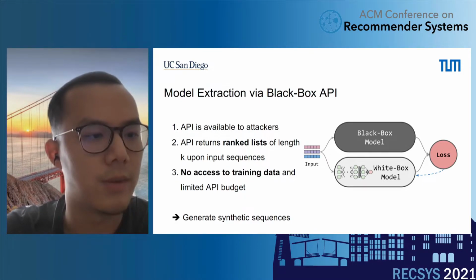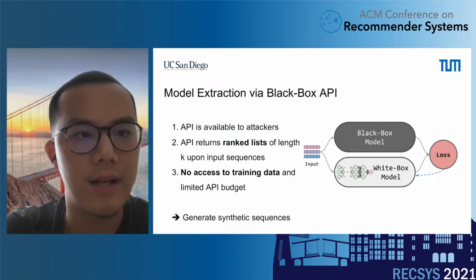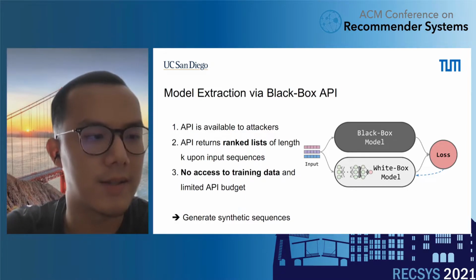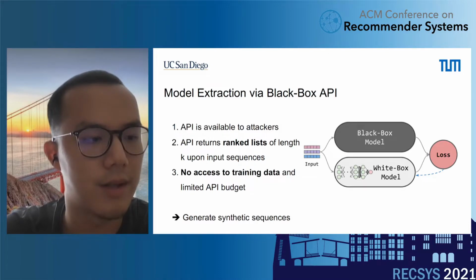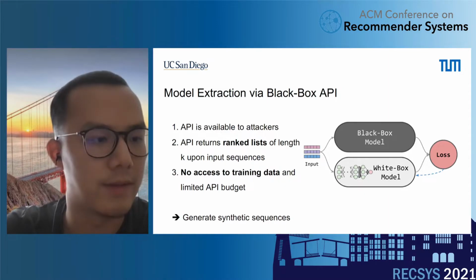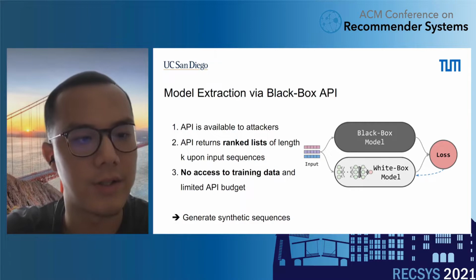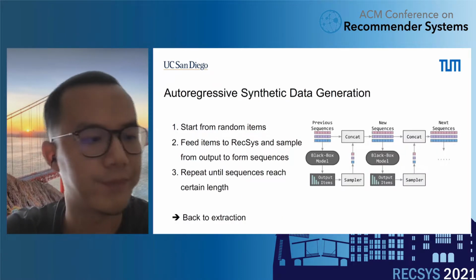In our paper, we assume the recommender API is available to attackers, and the API will return a ranked list of K items, which is in our case 100 items, according to the output scores in descending order. And naturally, attackers will have no access to the training data and will be blocked if API calls exceed a certain number. So to provide information for extraction, we need to generate informative data and corresponding labels, which gives us the first step, synthetic data generation.